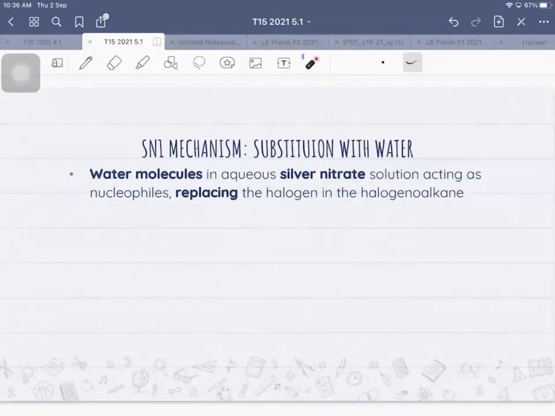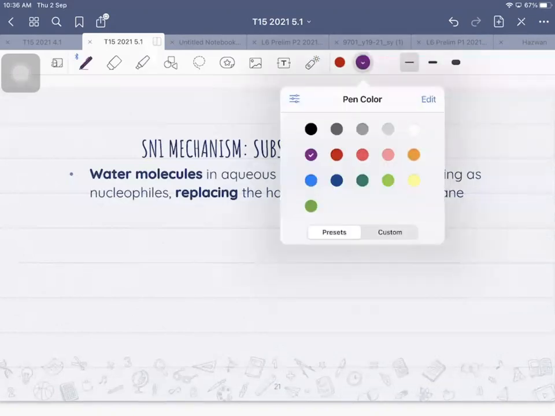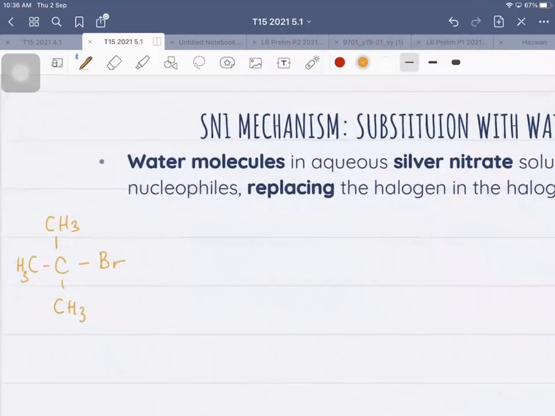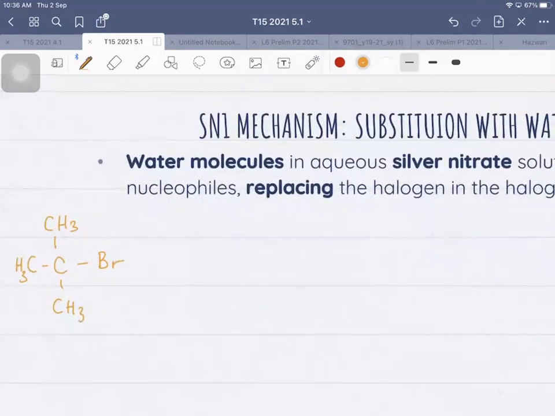Okay, so SN1 mechanism, as usual, I would use a tertiary. Okay, so SN1 involves a tertiary halogenoalkane. There is no specifics, so I'm just going to use bromoalkane. I hope you can see. So SN1, the number 1 means there's only one species involved in the first step or in the slow step. So that means your nucleophile will attack later.